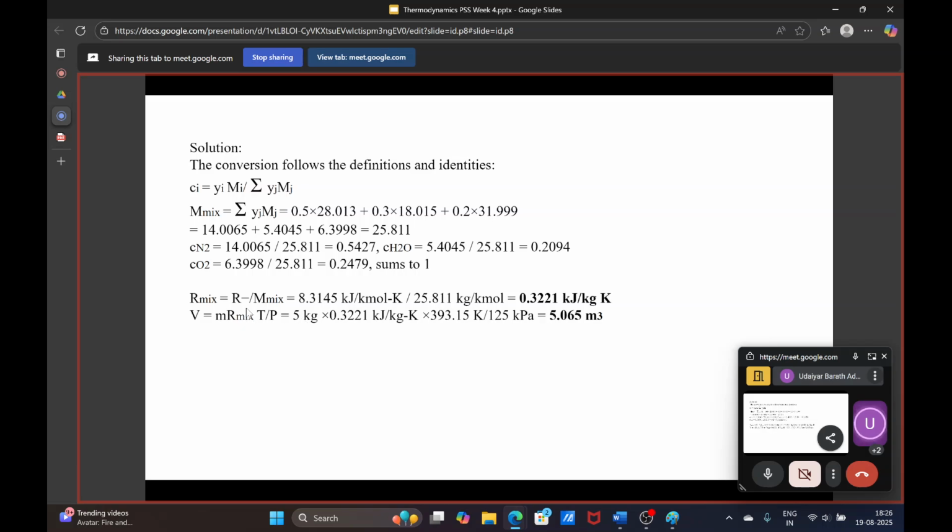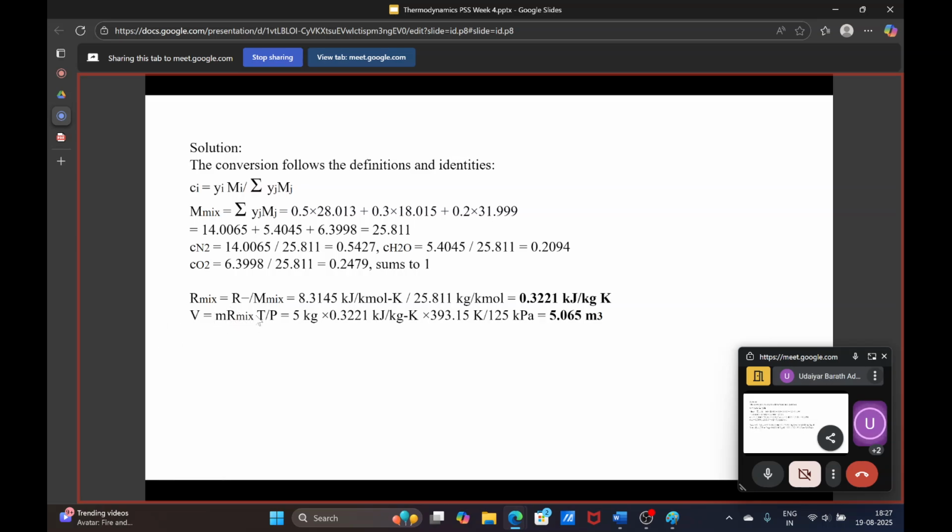Now since we know the gas constant, the pressure and temperature, and also the mass, which is given as 5 kg, for the given pressure and temperature, 125 kilopascal and 393.15 Kelvin, we can estimate the volume. Applying the ideal gas equation, PV is mRT. You can use nRT also, but then you have to find moles, and R will be the universal gas constant. So be careful there. Here we use mass, so you have to use the gas constant.